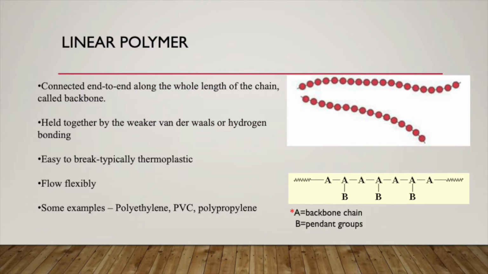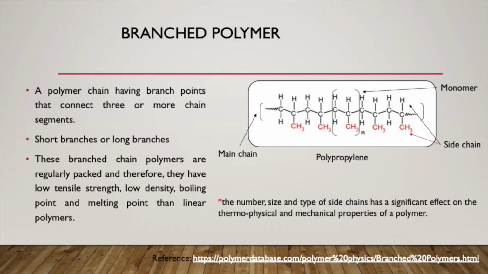Heat breaks the bonds between the long chains, allowing the chains to flow flexibly. Some examples are polyethylene, PVC, and polypropylene. Normally, some of these atoms in the chain will have small chains of atoms attached to them. These small chains are called pendant groups. The chains of pendant groups are much smaller than the backbone chain.